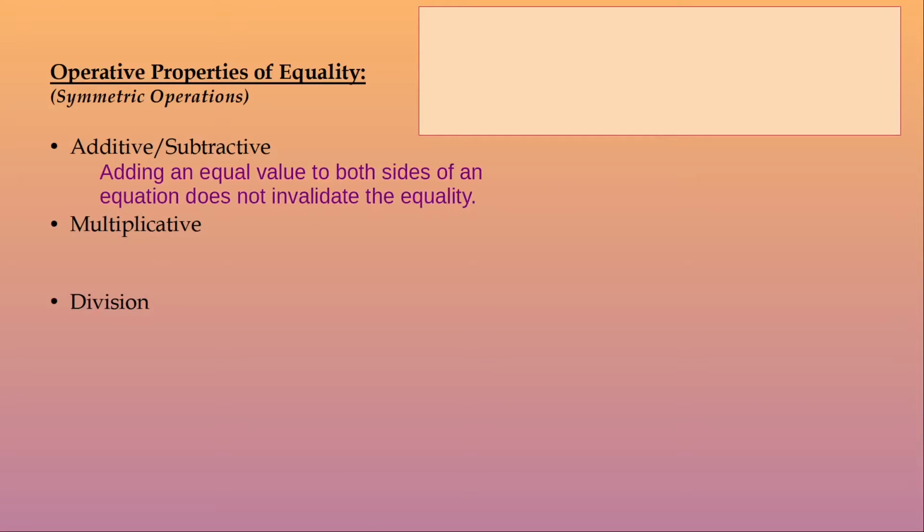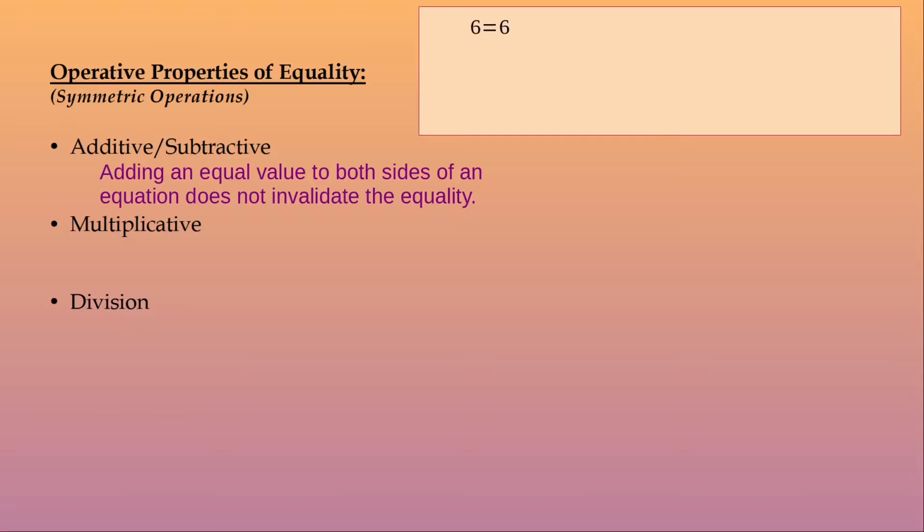Adding an equal value to both sides of an equation does not invalidate the equality. All that means is if you add the same thing to both sides, the left side and the right side will still be equal to each other. It won't necessarily be the same number, but the values will be the same as each other.